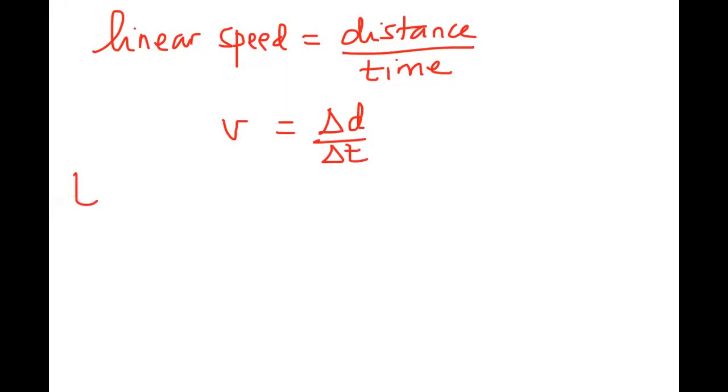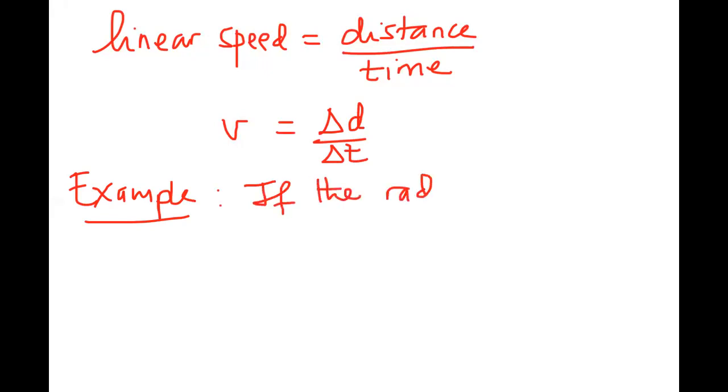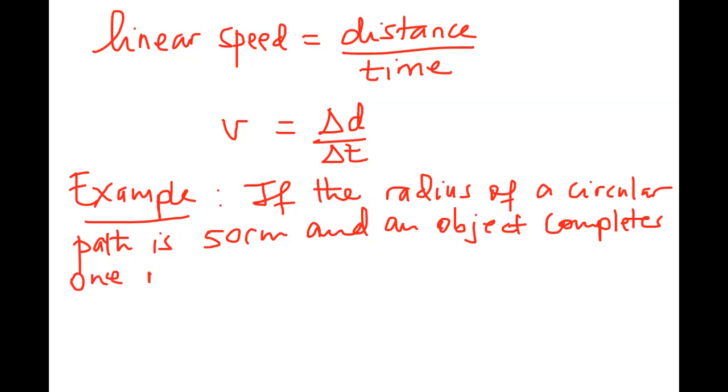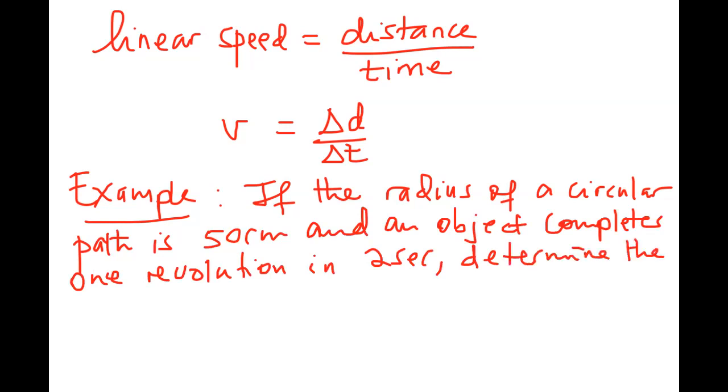For example, we can have a problem like this. Assume that the radius of a circular path is 50 centimeters and the object completes 1 revolution, maybe in 2 seconds. Determine the linear speed. So we want to determine the linear speed of the object.